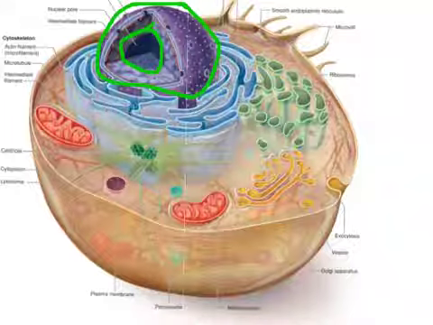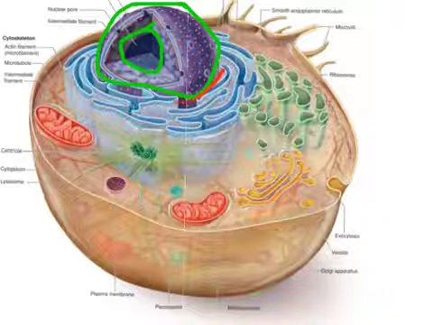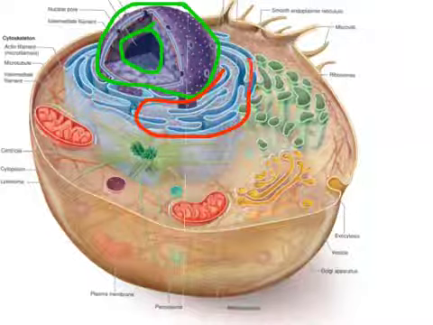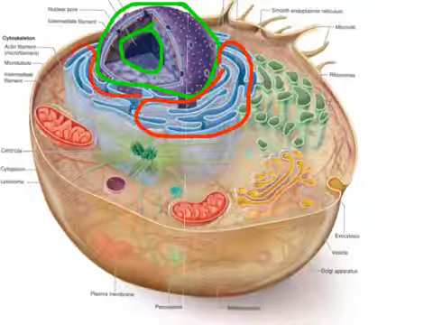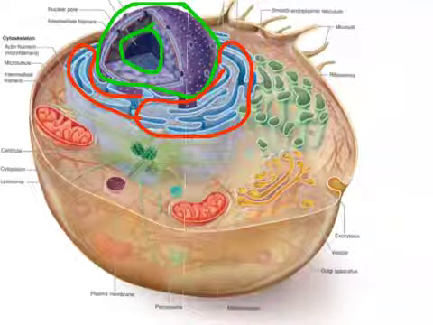Directly outside the nucleus, you're going to have the rough endoplasmic reticulum. Let's change to red here. So this stuff is the rough endoplasmic reticulum. It goes all the way around the nucleus. It goes around here as well. It's right outside the nucleus because this is the site of protein synthesis.